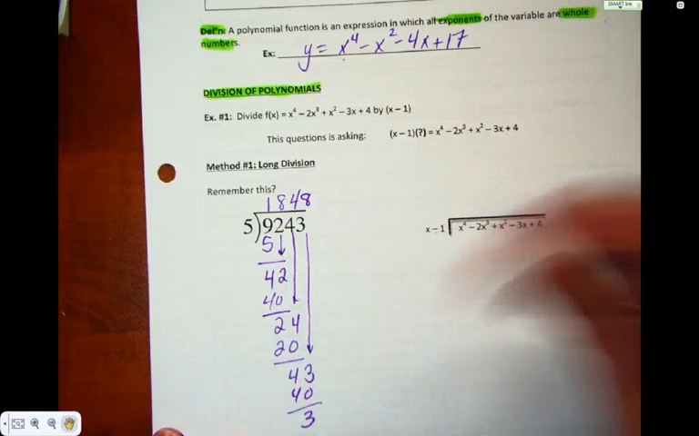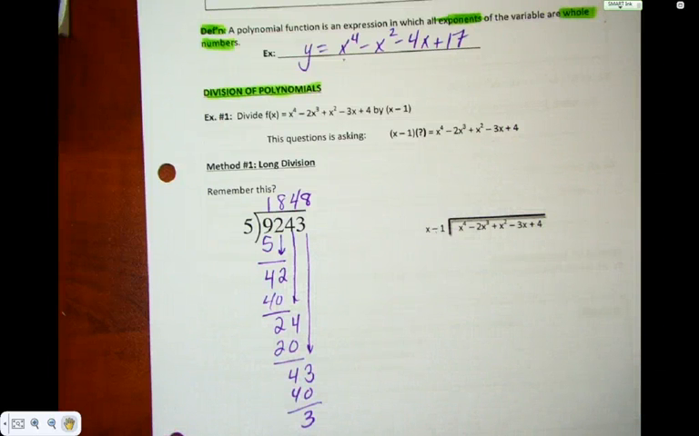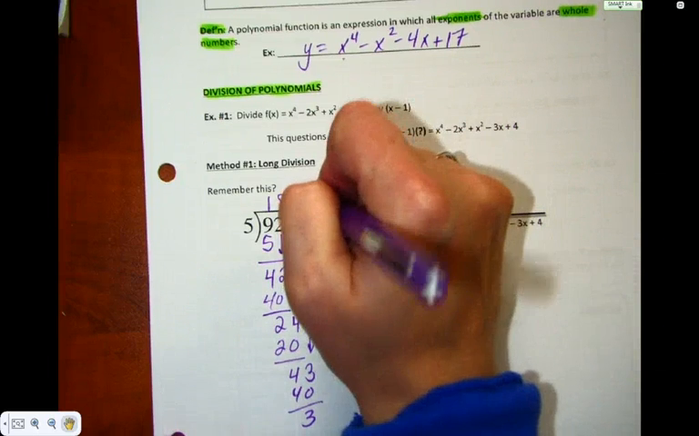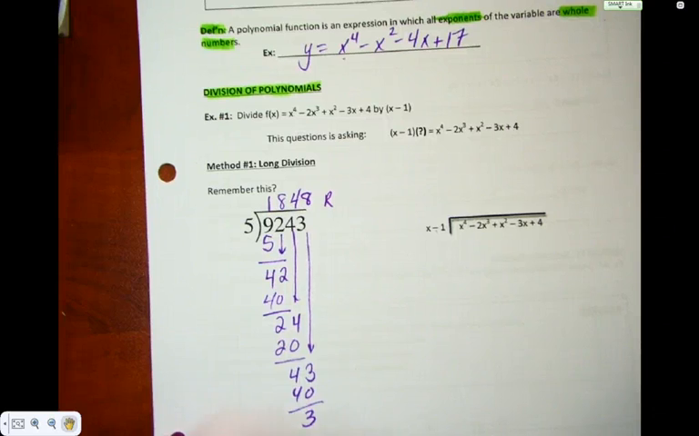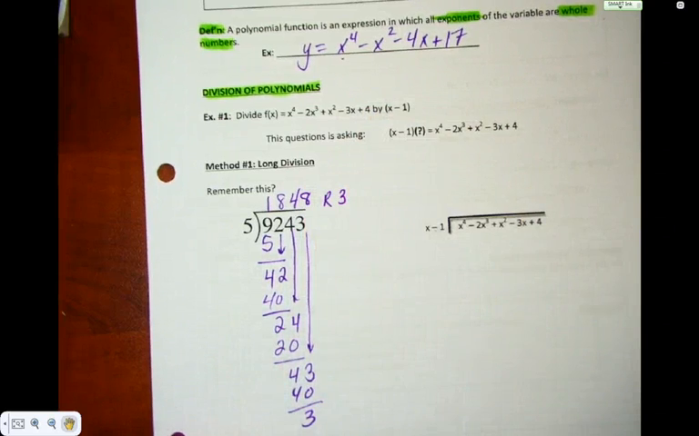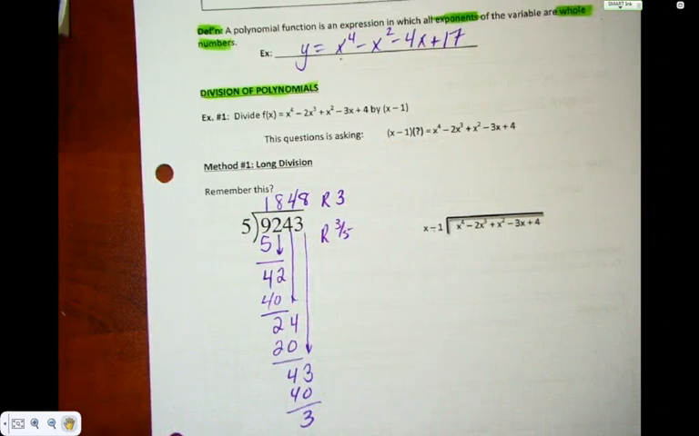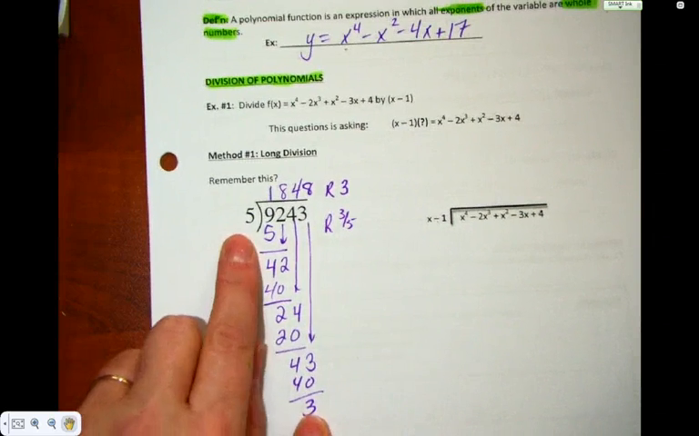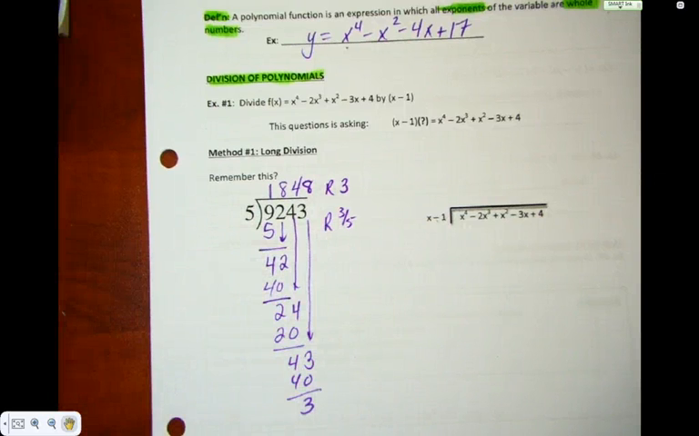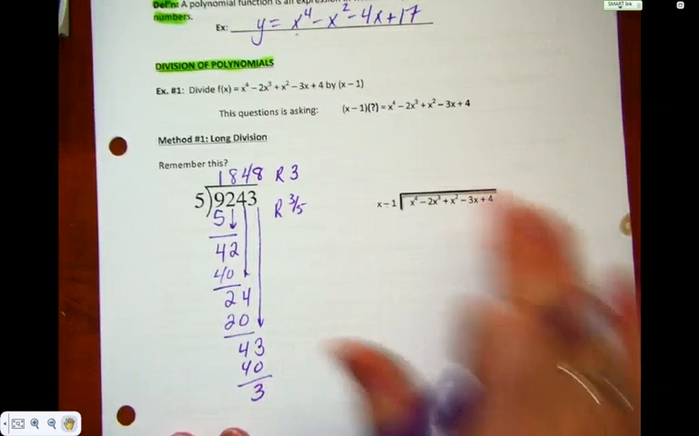So then we could put the decimal and keep going with the zeros. We're not going to decimal it. We're just going to stop there, and we say remainder. So sometimes you'll see remainder 3. Sometimes you'll see remainder 3/5, because that's actually what it represents. It's 3 out of 5. So you'll see either of those. Same thing. Okay, we're going to do the exact same thing, but now we're going to do it with x's.